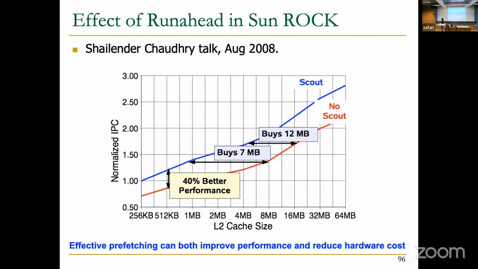This is some public information from the Sun Rock processor implementation. They call it Scout, which is just a different name for run-ahead execution itself. As you can see, they have evaluated it for different L2 cache sizes, and for all the cache sizes, scouting performs better than no scouting. And it has that traditional trade-off: with the same cache budget, you get better performance, or at the same performance design point, you get the same performance with lower cache space.